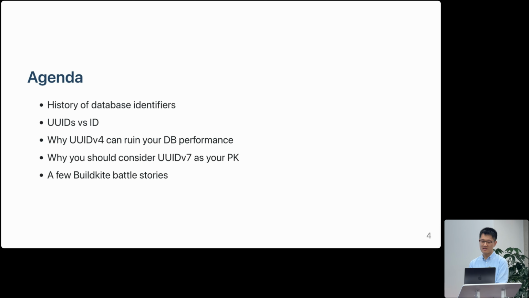So I'm going to be talking about database identifiers, and I'm going to do a comparison between UUIDs and integer IDs, and might go deep dive into UUID v4 and talk about why that might ruin your database performance. And I'm going to try and pitch to you that maybe you should use UUID v7 as your primary key rather than integer IDs. And along the way, I'm going to be sharing a few battle stories, war stories along the way.